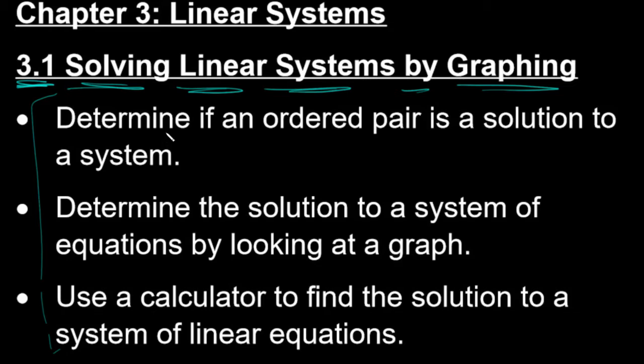Now, this is what we'll be doing. We'll be determining if an ordered pair is a solution. So we'll define what a system is, and then we'll talk about what a solution would be. Then we're going to determine the solution given a graph. And then we can use calculators to find the solution to a system. All right, so let's move on.